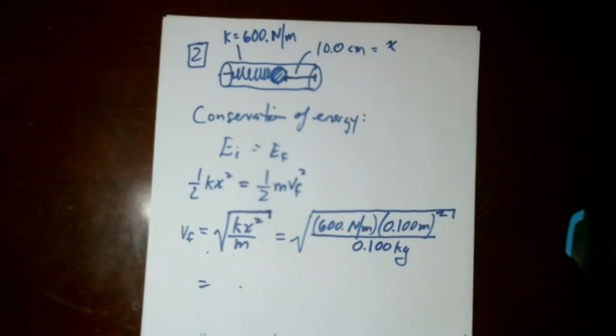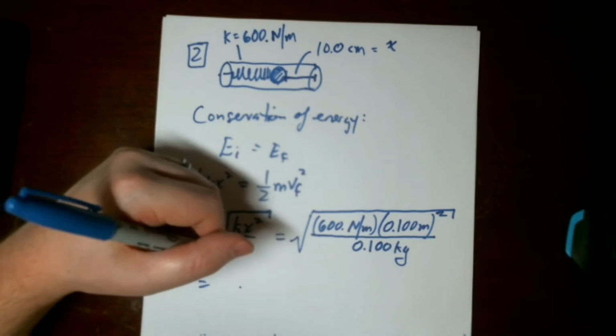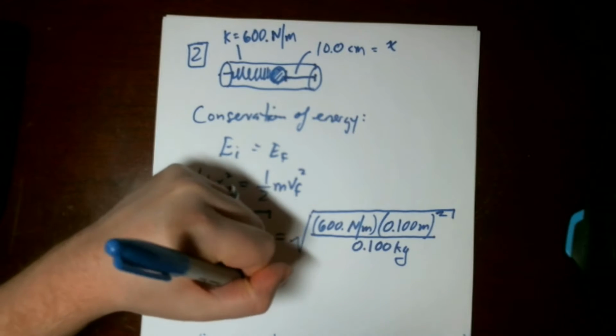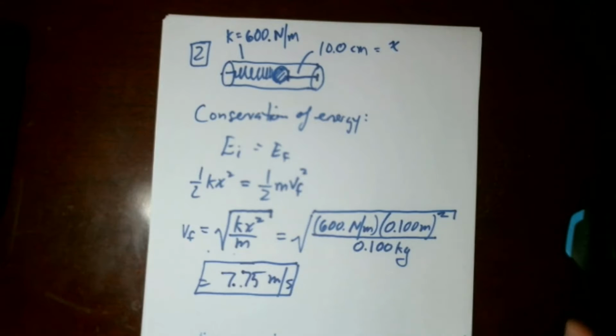And then plugging all that in, we find that the velocity of the ball is 7.75 meters per second. So that's number 2.